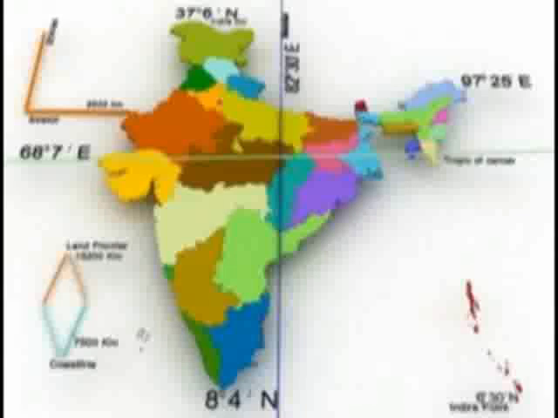When it comes to longitudinal extent, it is from Dwarka in Gujarat at 68 degrees 7 minutes east to Arunachal Pradesh at 97 degrees 24 minutes east. The latitudinal and longitudinal extent of the mainland is about 30 degrees. Despite this fact, the east-west extent appears to be smaller than the north-south extent.